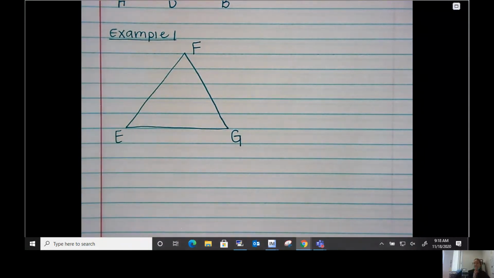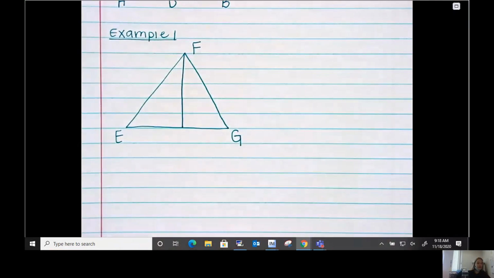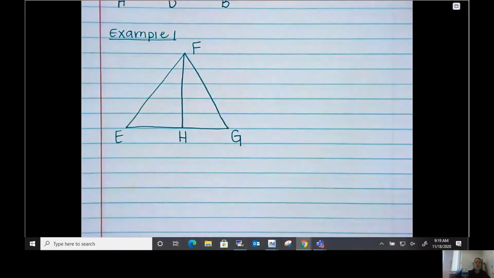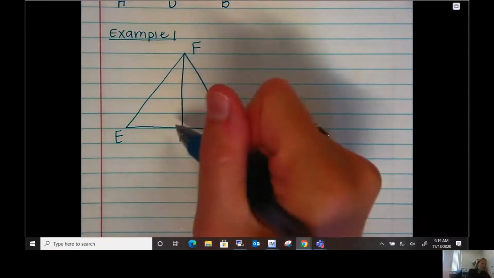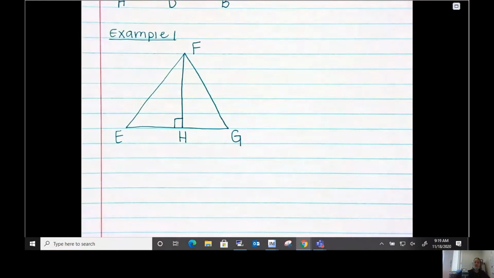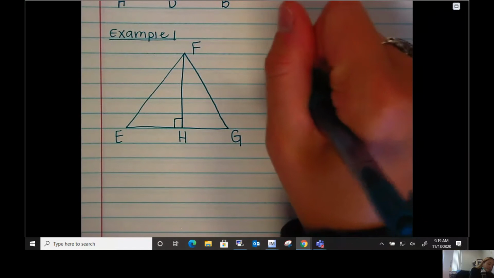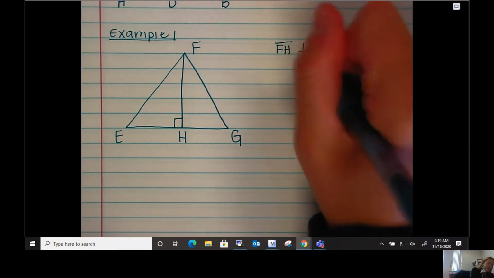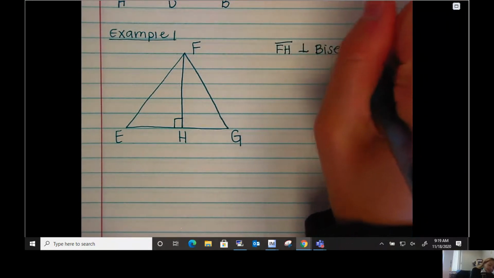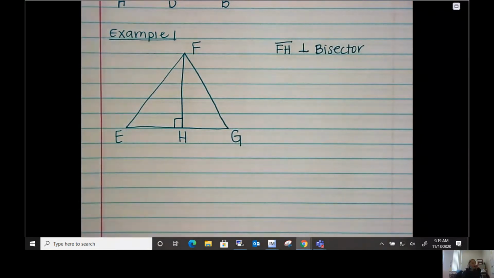I'm going to bisect it, so I'm going to cut it right in half. Ooh, kind of. That was bad. I'm going to call this part H at the bottom. So this should be a 90-degree angle down here. And which one is your bisector? Which segment cuts it in half? Perfect. FH is my perpendicular bisector because it cuts my whole thing in half.